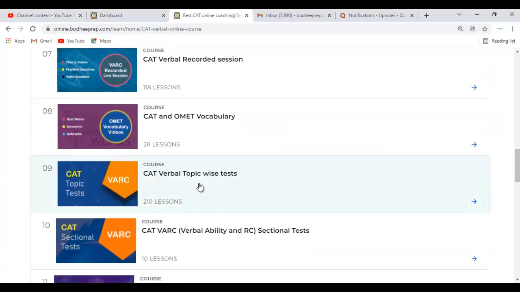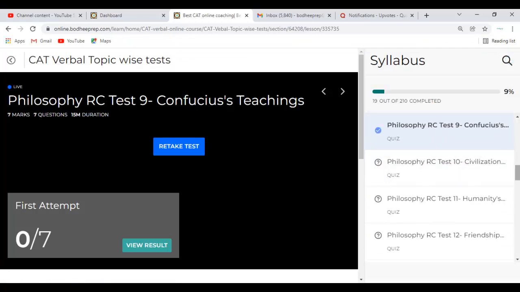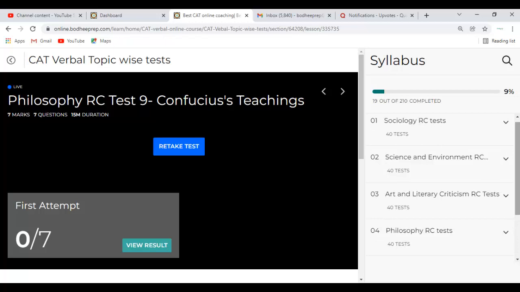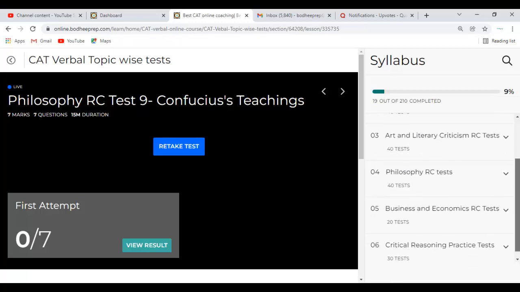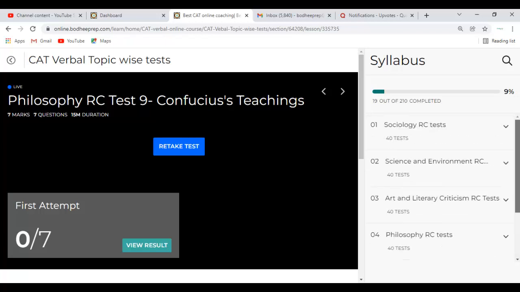Now, in the topic tests, until now, we have uploaded only the CR and the RC. The other parts will also come here, that is the parajumbles, the odd one out, and summary part. But so far, we have put in this topic test philosophy, sociology, science, and art and literary criticism. Correct? And towards the end, we have business and economics, and we have CR tests. So you can start with these, practicing with time limit.